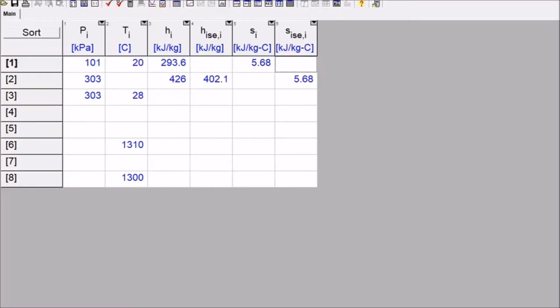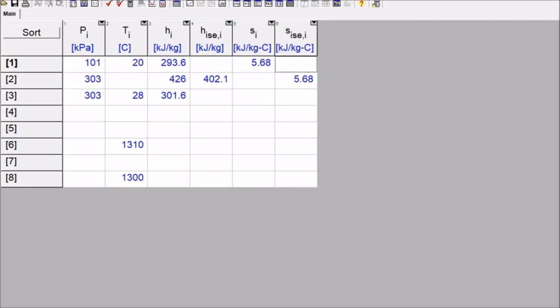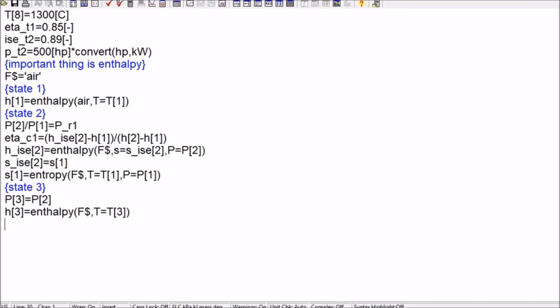For state 3 we have it fixed, since we have pressure as well as temperature. So we can find enthalpy at 3, which is air, again the fluid, with T as T3. So the enthalpy of 3 has been found too. Now let's come to state 4.